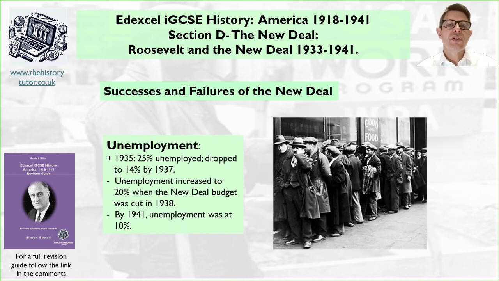Unemployment: in 1935, 25% unemployed people dropped to 14% by 1937. However, when the Second New Deal cut the budget for helping the unemployed in 1938, unemployment increased back up to 20%. By 1941, though, unemployment was back down to 10%, although you might want to consider whether this was rearming or providing weapons for the Second World War that really helped with this.